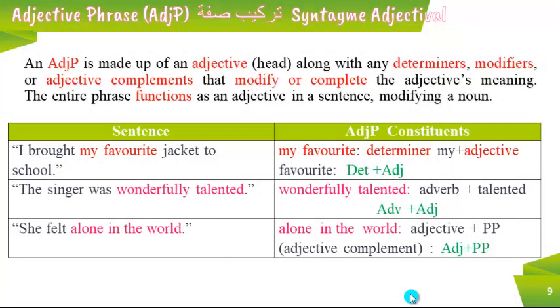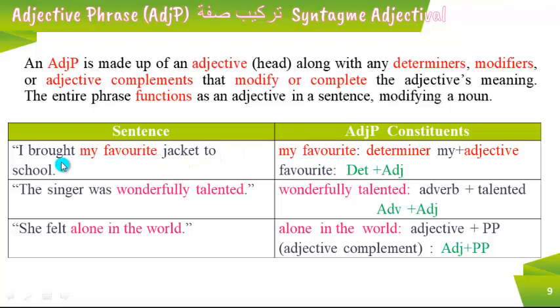Adjective phrase, it is made of an adjective. So the head word is an adjective. A head, because it is very important. If you delete it, it may not have any function. Along with any determiners, modifiers, or adjective complements that modify or complete the adjective's meaning. The entire phrase functions as an adjective in a sentence, modifying a noun.